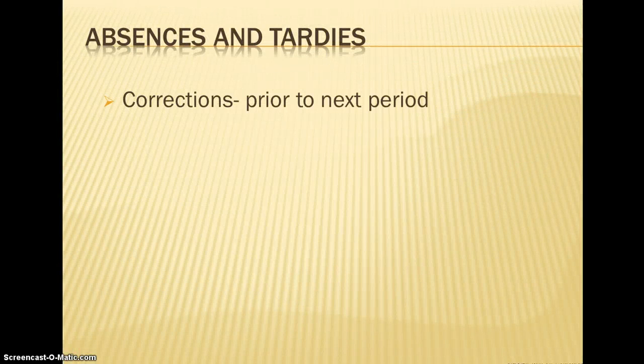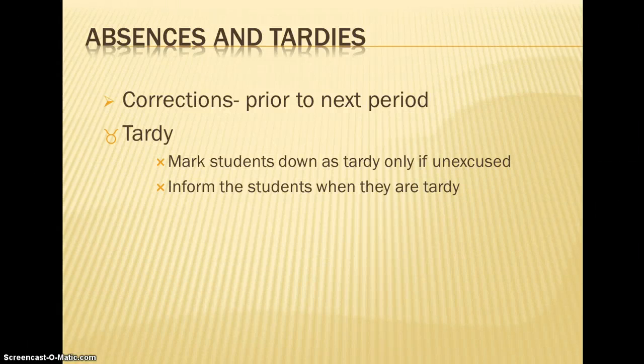Absences and tardies, first of all, make sure that when you mark a student down for either absent or tardy, that the corrections are made for the next period. An example of that would be if somebody is gone and you mark them down as absent, then they come to class and they are excused, then by the next period you should take them off the list completely. Tardies, mark students down as tardy only if they are unexcused. You've got to make that decision as far as whether or not they are excused, and so that's for you to check out.